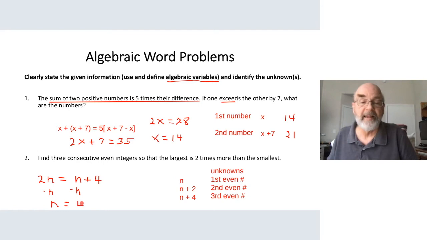And your first number is 4. Your second number is 6. And the third number is 8. You did it, Dave. And double check.